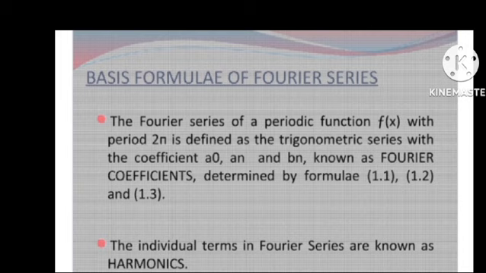Basic formulae of Fourier series. The Fourier series of a periodic function f of x with period 2 pi is defined as the trigonometric series with the coefficients a0, a_n and b_n, known as Fourier coefficients, determined by the formulae equations 1.1, 1.2 and 1.3. The individual terms in a Fourier series are known as harmonics.